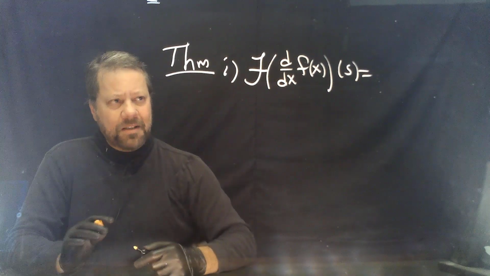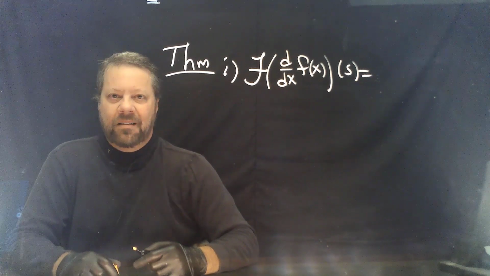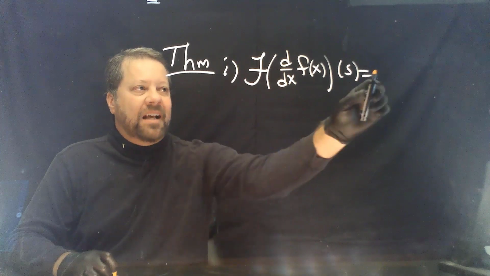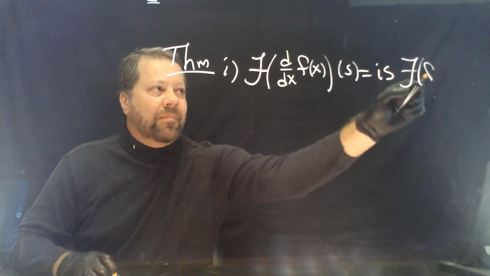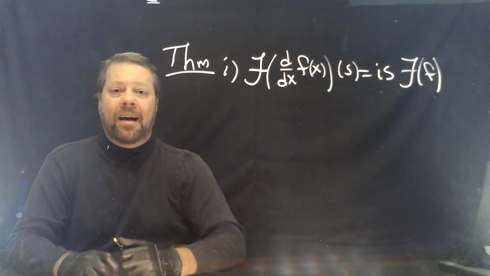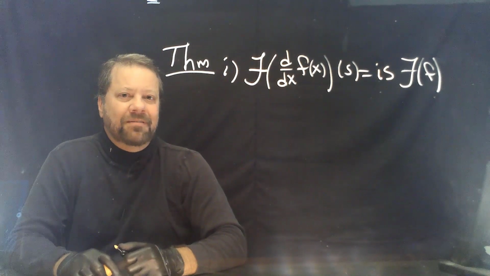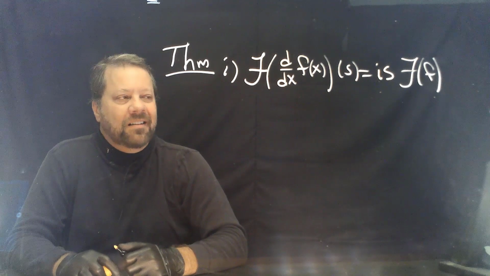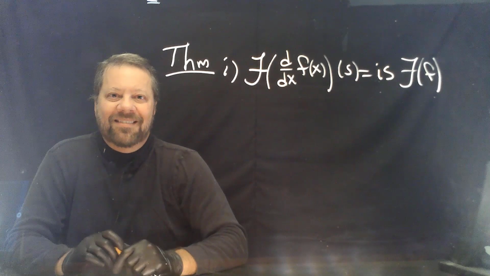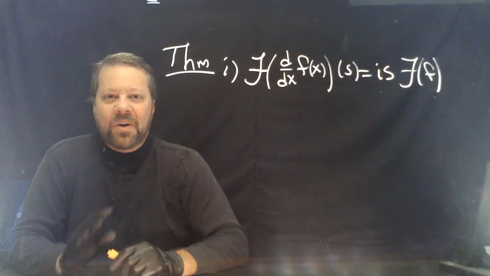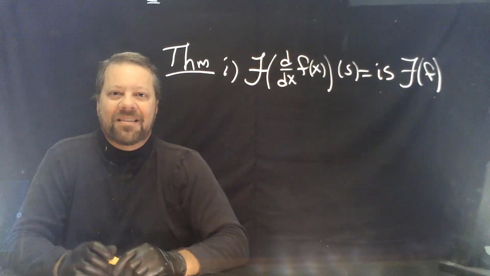Does this Fourier transform, an integral transform, do something about these derivatives? And the answer is yes. You get is times the Fourier transform of the undifferentiated function. In other words, these complex Fourier transforms eliminate derivatives. This is going to help us solve differential equations, as well as partial differential equations, as we will soon see.